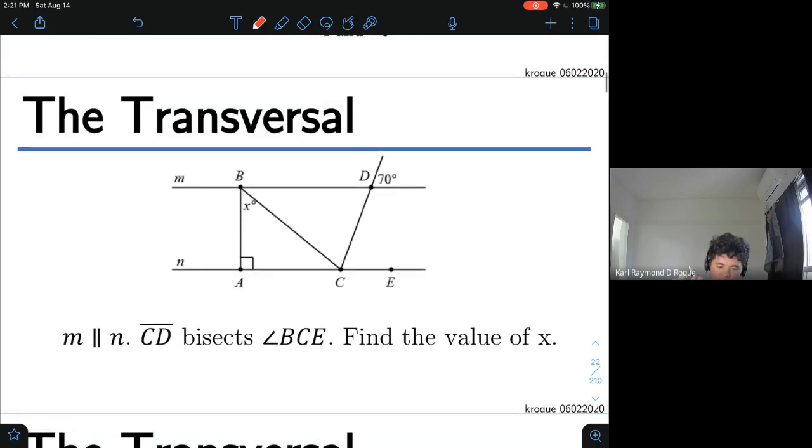Sige, take the challenge. Go. Tell me the answer in 1.5 minutes. I'm sure kayang-kaya nyo to. Find the value of x. Ito.